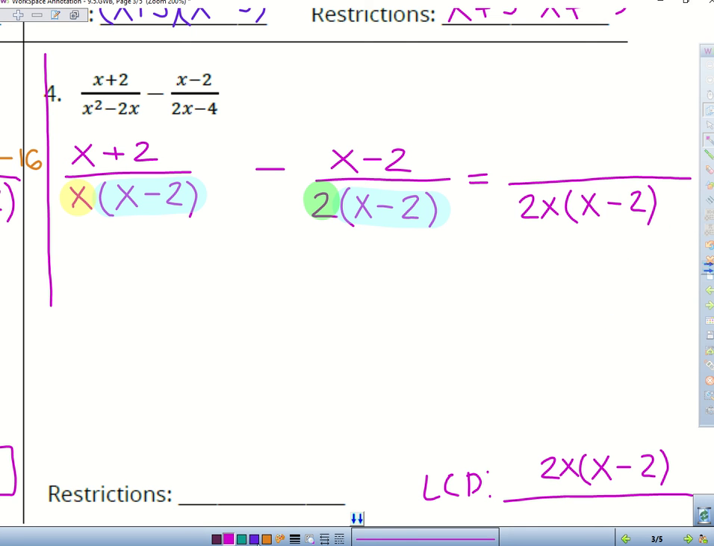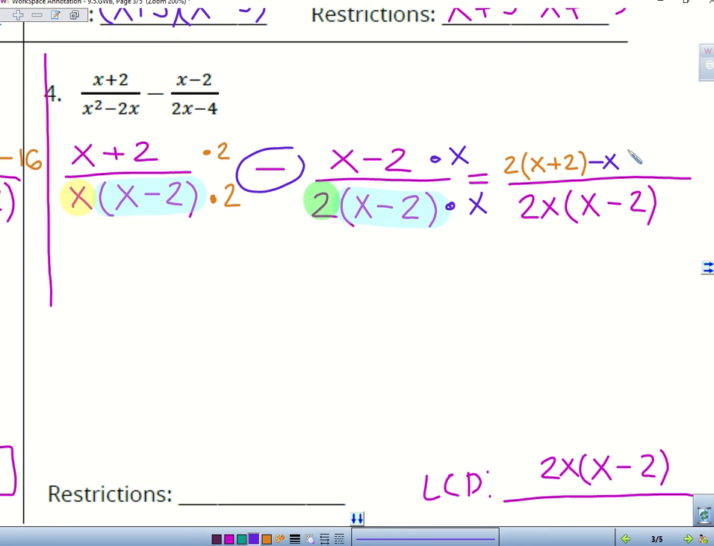Now I have to figure out what I have to multiply the numerators of these by. What am I going to have to multiply this fraction by to get that 2 that we need? X. 2. Oh, sorry, I didn't mean to say it like a trick question. No, you're good. So that's just going to be 2 times x plus 2, which we can multiply out later. And then what are we going to multiply the second fraction by? X. So technically it's a minus, remember, don't forget. So it's negative x minus 2x.